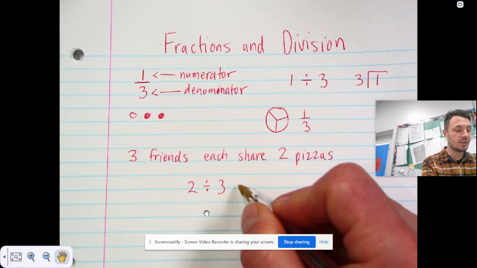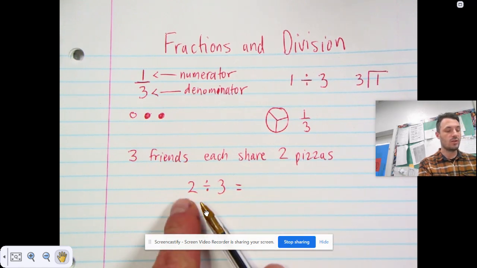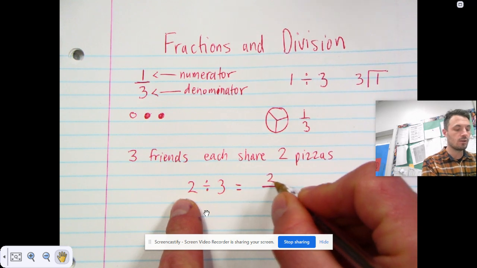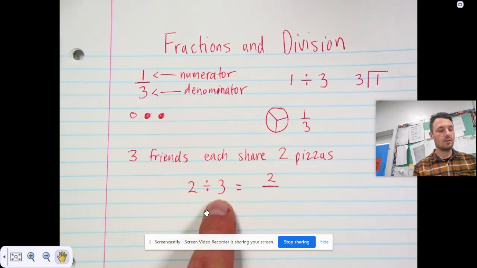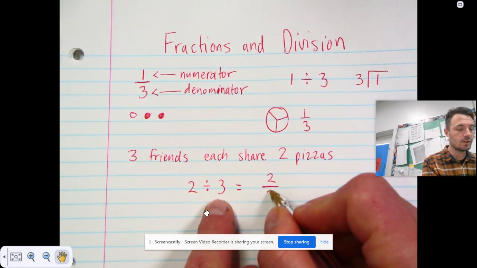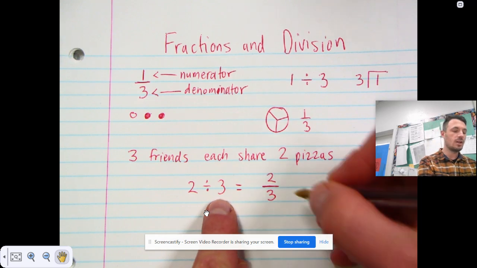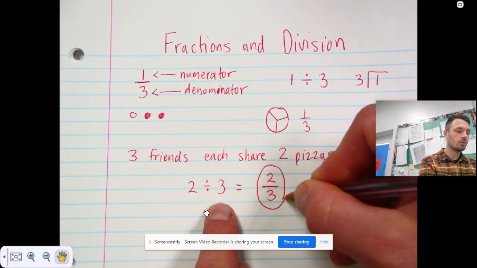So how do we show this as a fraction? Well, the dividend is always the numerator, and the divisor is always the denominator. So that means 2 divided by 3 is 2/3.